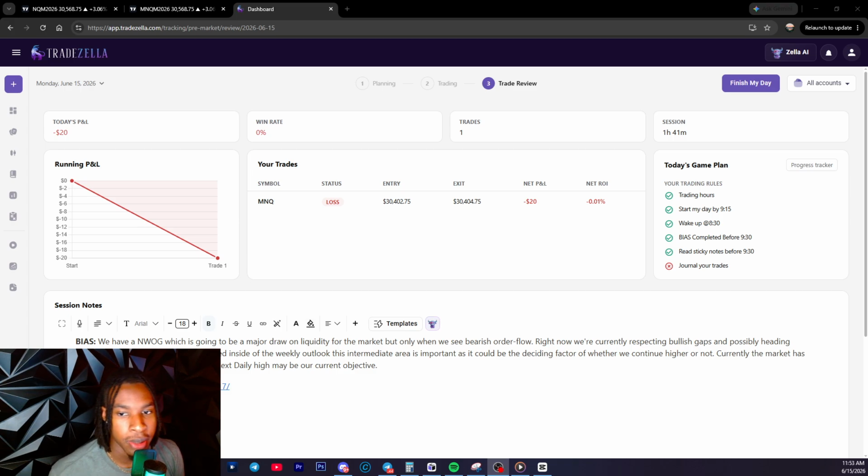So pretty much a break-even day for me, guys. We took one trade today. We had lost about $20, and we manually exited this trade. I'm going to show you guys what the trade was and why we exited this trade.